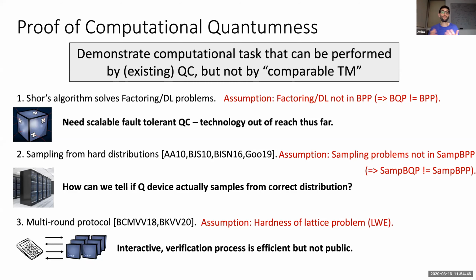In terms of practice, or in terms of efficiency, our verifier does not need to run in exponential time. It needs to run in polynomial time. However, the verification process is not public. Since we're using cryptography, this classical verifier is going to generate some secret key that it's going to use in order to try to catch the quantum device. So we get efficient verification, but this efficient verification requires a secret key.